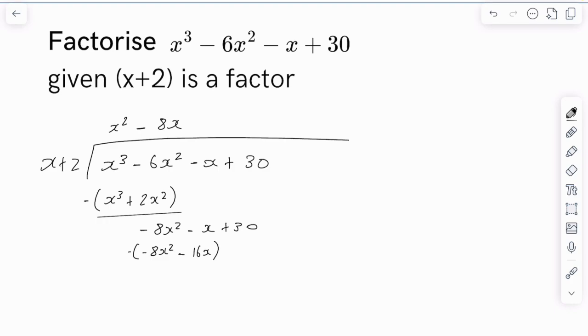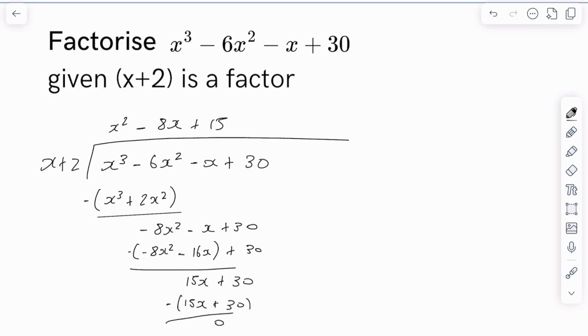I'm just going to drag the 30 here. And over here we're going to get 15x, and it's going to be 15x plus 30, because minus 8 plus 8 is 0. And from here, x goes into 15x, well, plus 15. Multiply that out again: 15x plus 30. And we're left with 0.